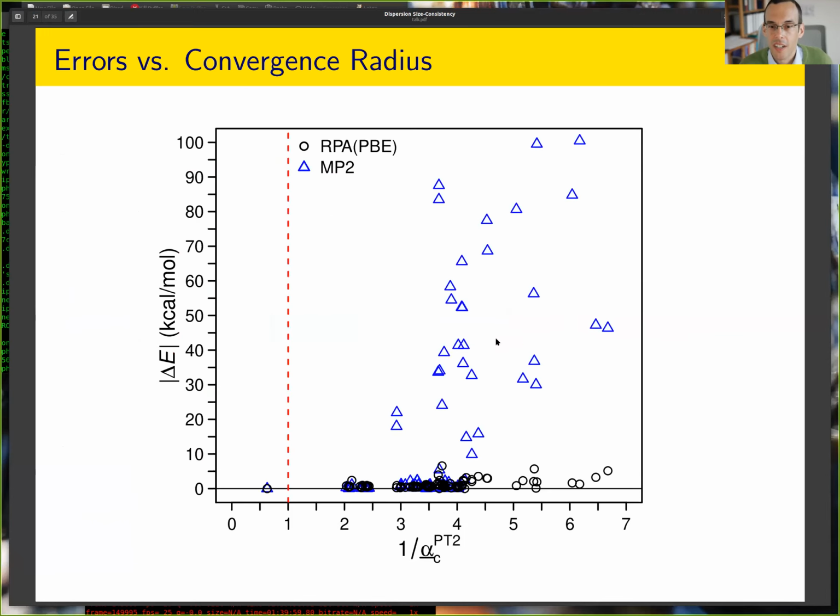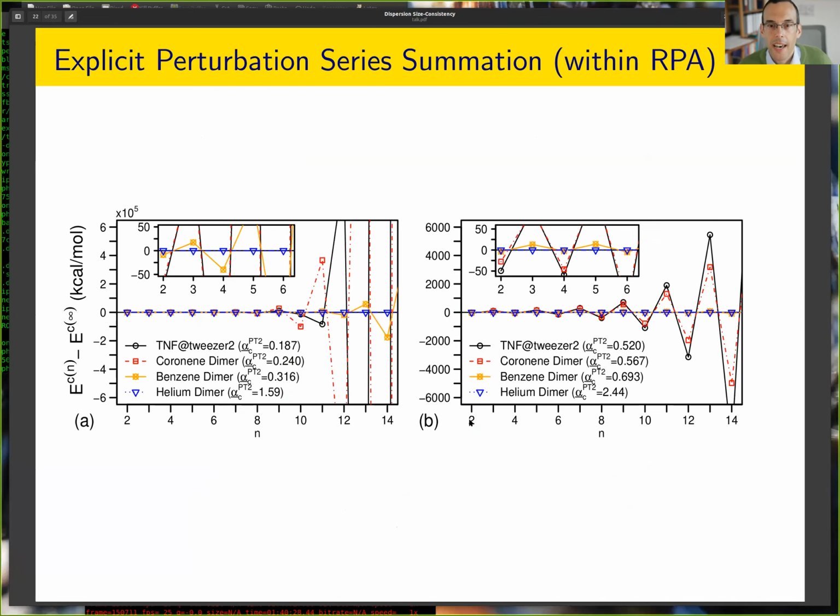And so you see this when you plot the errors in the energy versus the convergence radius. So this is the PBE computed convergence radius. So you get a little bit more than a factor 2 in margin before it really explodes. But once you exceed 2 or 3 in 1 over alpha, the errors are all over the place, right? And you can also then compute term by term explicitly the perturbation series, at least within RPA, which we've done here, which Brian has done.